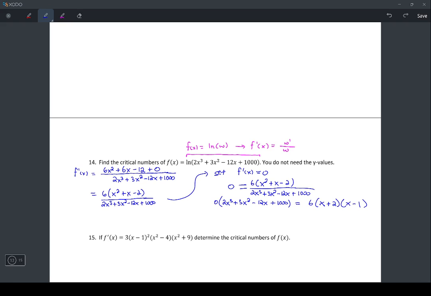On the left-hand side, we just have 0. 0 times all that stuff is 0. And now we have a product of 3 terms equals 0. The first term is 6. 6 is never 0, it's just 6. The second term is x plus 2. X plus 2 is equal to 0 if x is equal to minus 2. And the third term, the bracket x minus 1, is equal to 0 if x is equal to 1. So those are the two critical numbers.